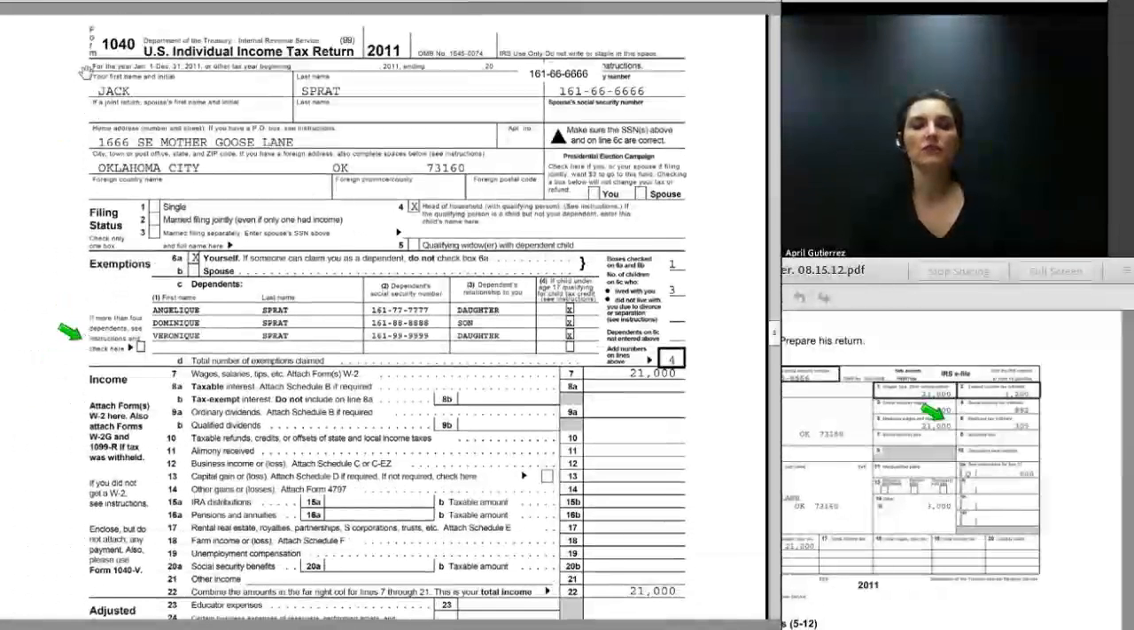We go over to the 1040, we enter Jack Spratt, we check the head of household box, we enter his 3 children, his exemptions are 4, his income is still $21,000.